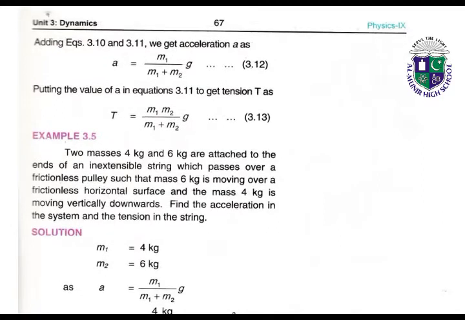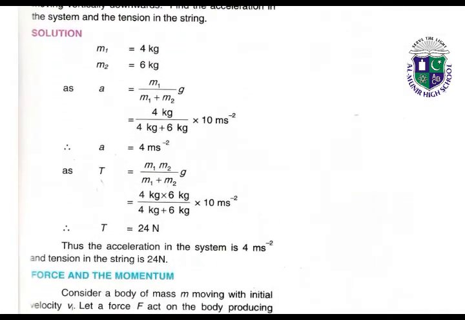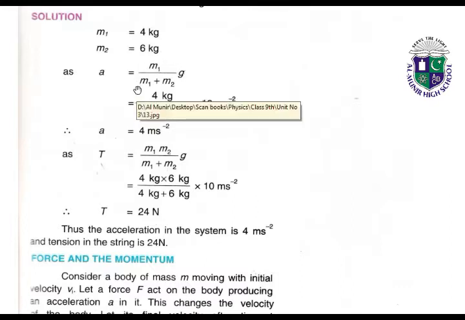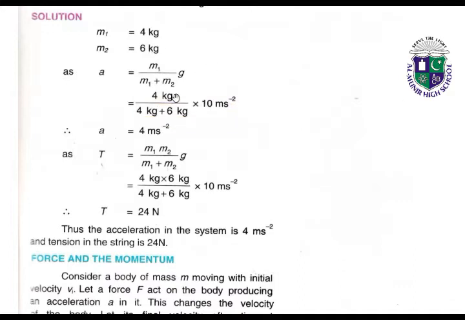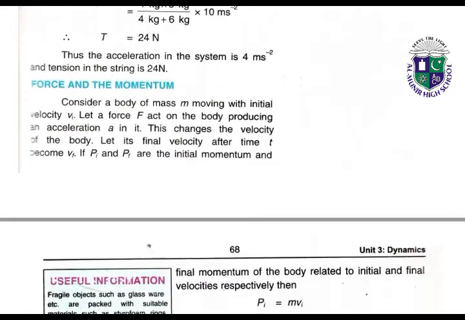Example number 3.5. We have two masses, m1 4 kg, m2 6 kg. We use these formulas for the bodies moving in opposite directions. By putting the values, we get the acceleration, and to find the tension T, we put the values in the formula of T. We will get the 24 Newton answer.